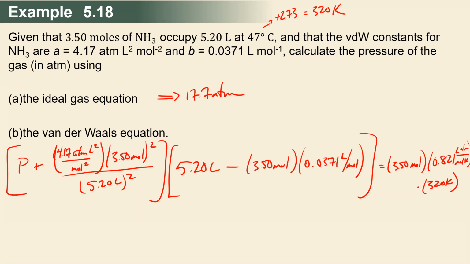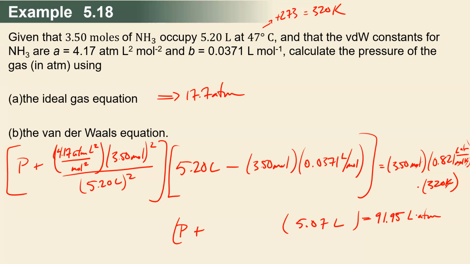Okay. So let's do a little bit of algebra. The right side is easy. 3.5 times 0.0821 times 320. This side is 91.95. Now my units, Kelvin cancel, moles cancel, so I'm left with liters times atmospheres. The volume piece, I'm going to do this a little separately. 5.2 minus 3.5 times 0.0371 is 5.07 liters. And then the pressure plus.